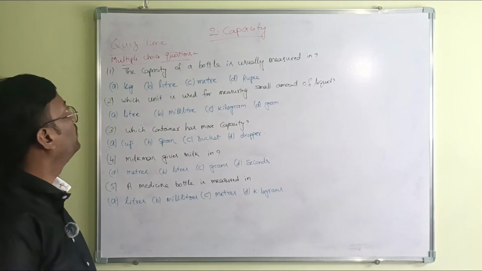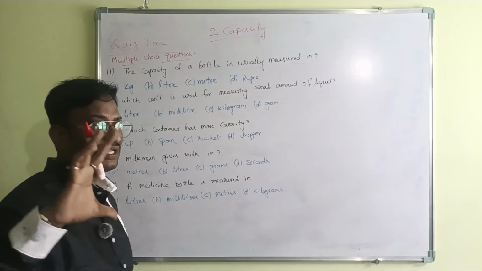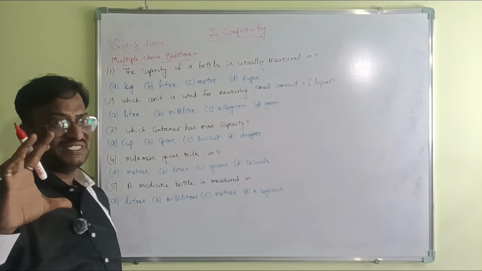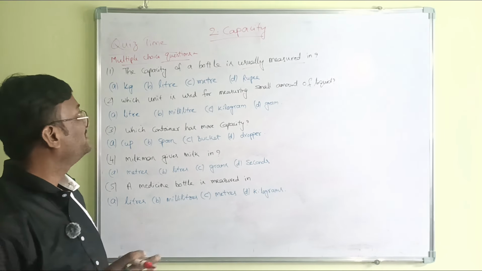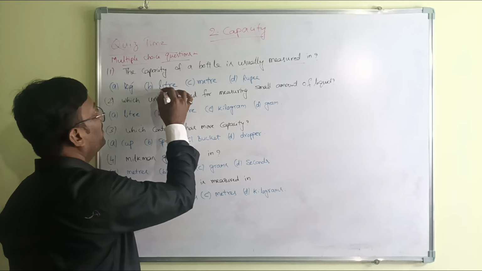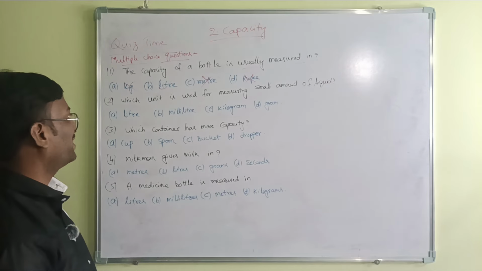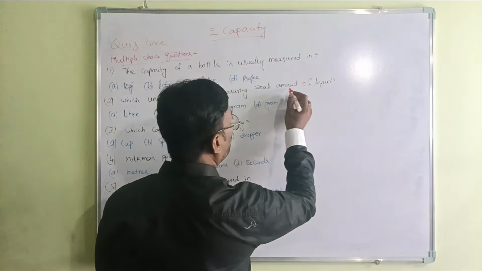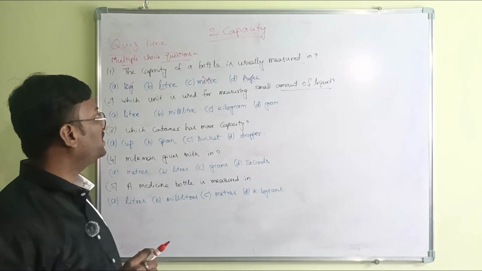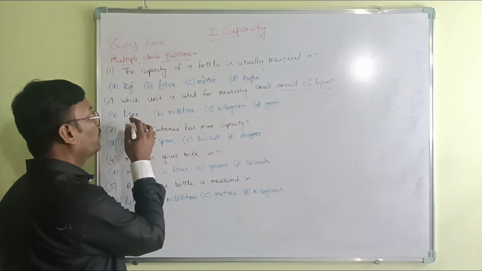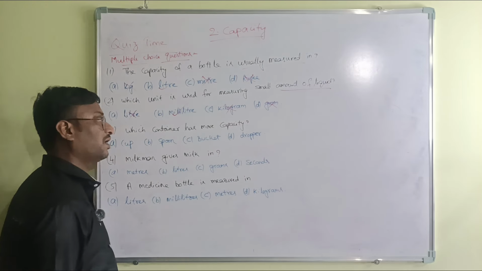Okay, right, see now. The capacity of a bottle is usually measured in. You have bottles, right? Generally we are going to purchase some water in a bottle. Is it measured in kg? No. Liter? Yes. Meter? No. Rupee? No. So the correct option is liter. Which unit is used for measuring small amounts of liquids? In order to measure very small amounts of liquids, which unit is required? Liter is for big quantity. This is not one. Milliliter, not kilogram and gram.